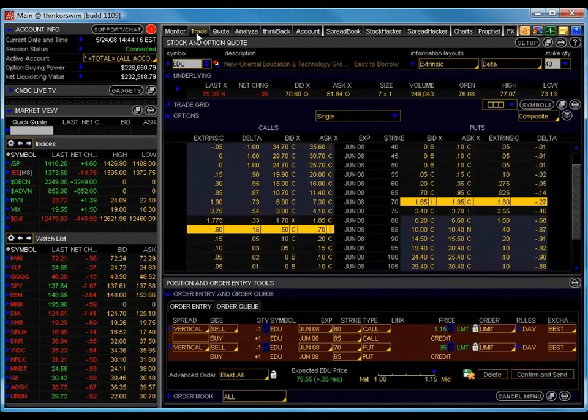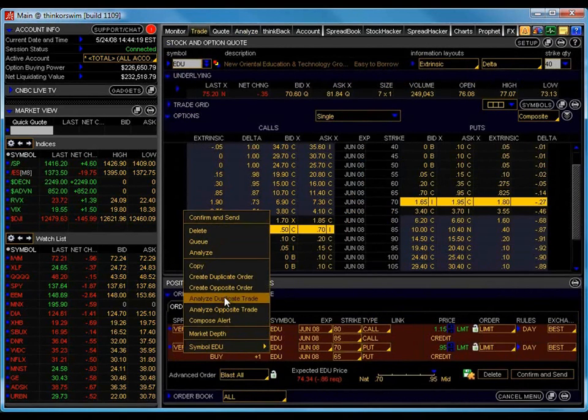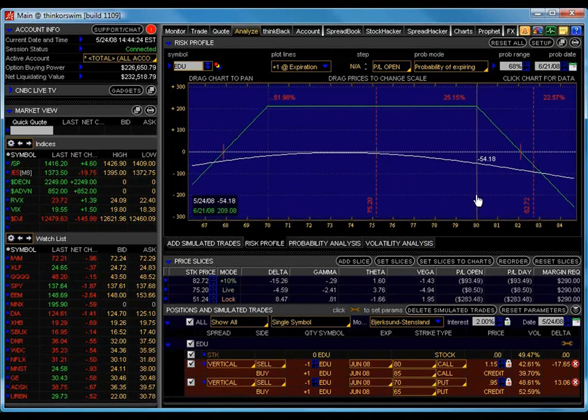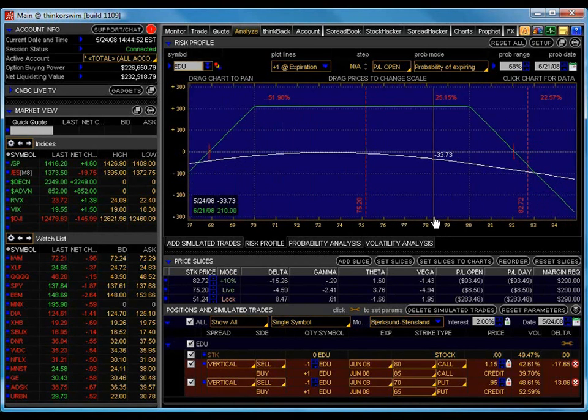Now if we analyze these trades together, we can see that we have a slightly different profit picture than the one we had before. Instead of a very tall peak in the center of our profit picture, we actually have a long horizontal line here that indicates our potential profit in this position. Our break-evens are extended to 68 and to 82. It's a bit wider of a profit range in which we can move.